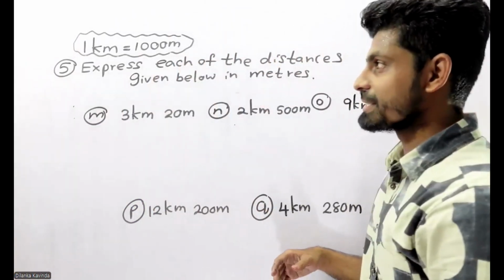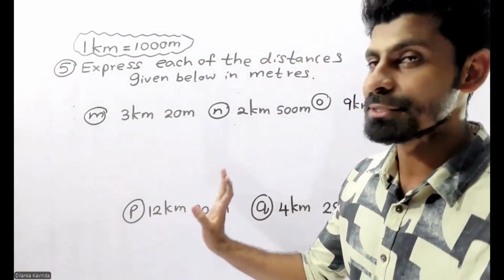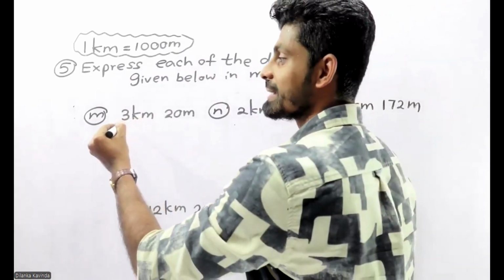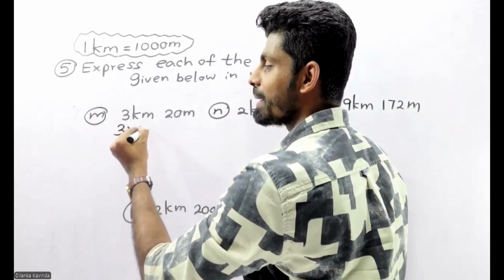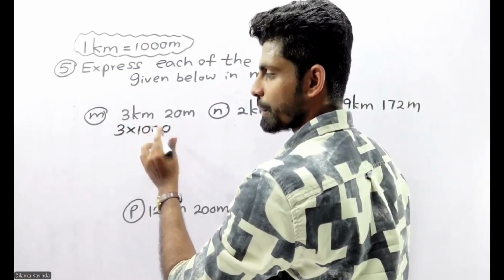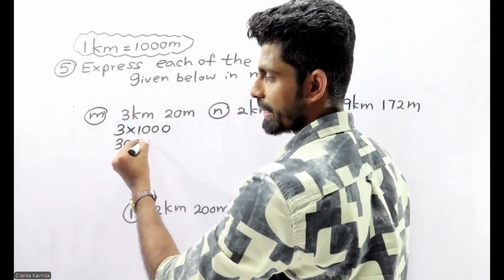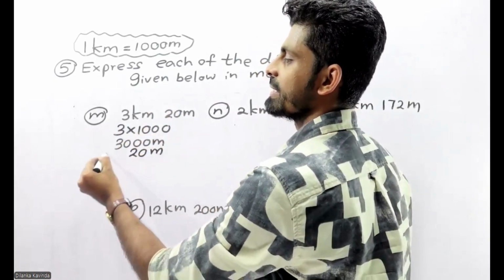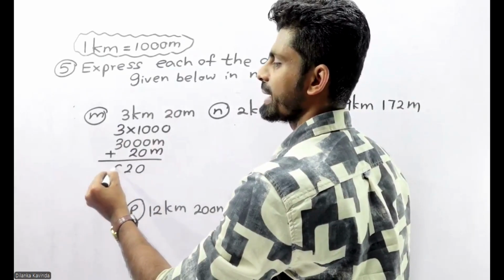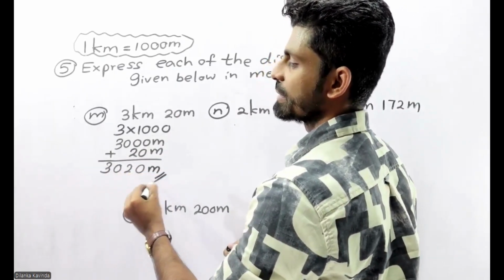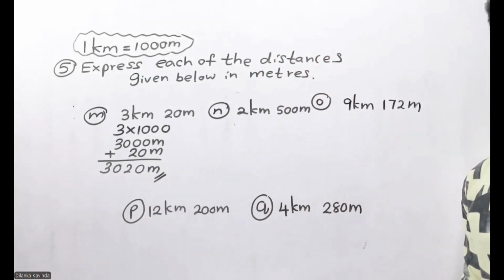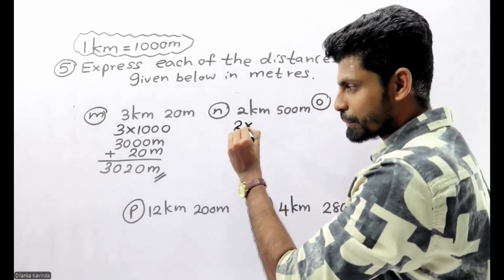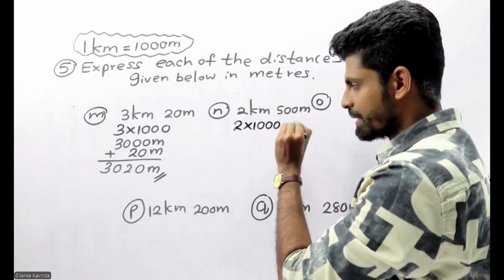Express each of the distances given below in meters. So, the last ones. 3 kilometers means 3 multiplied by 1,000, which is 3,000 meters, plus 20 meters. What is the value? 3,020 meters.